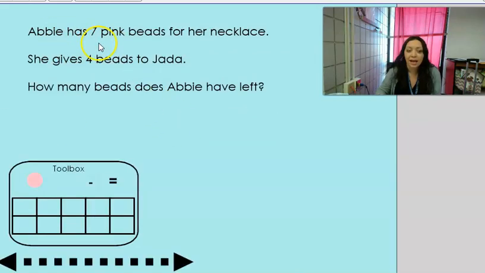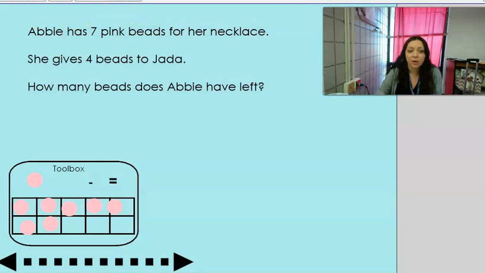Are you ready? It says, Abbie has 7 pink beads for her necklace. She gives 4 beads to Jada. How many beads does Abbie have left? So let's think about that real quick. So it says she has 7 beads for her necklace. So if I have 1, 2, 3, 4, 5, 6, 7. And we know that this is 7 because look, I've got in our 10 frame 5 on top and 2 on bottom. Then it says she gives 4 of those beads to Jada.